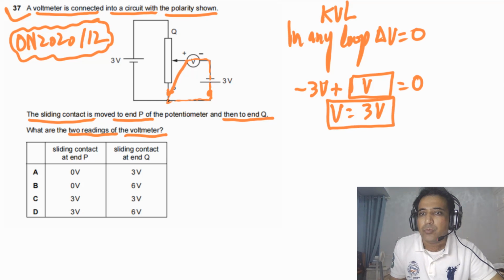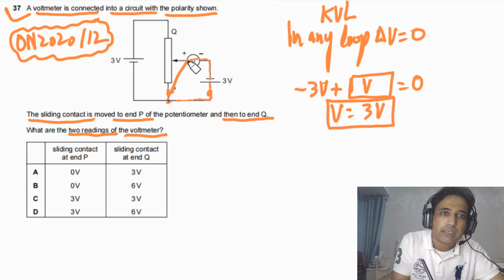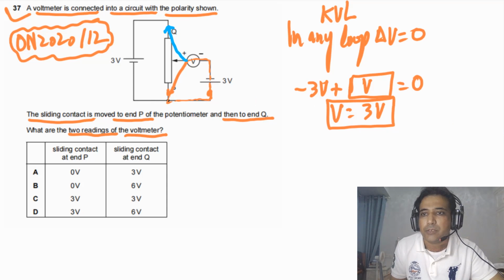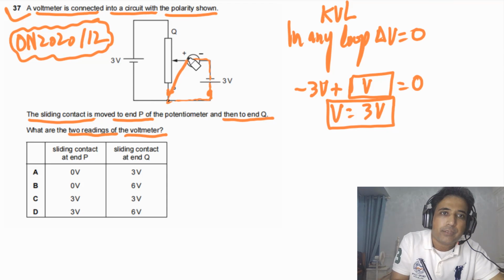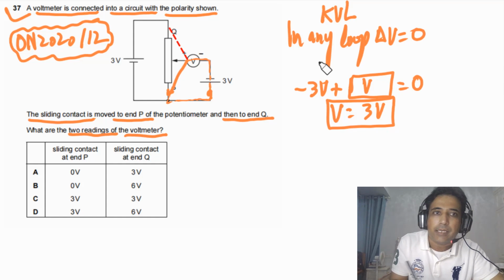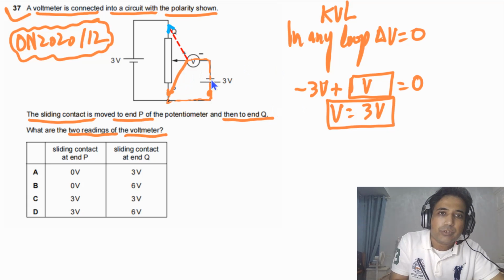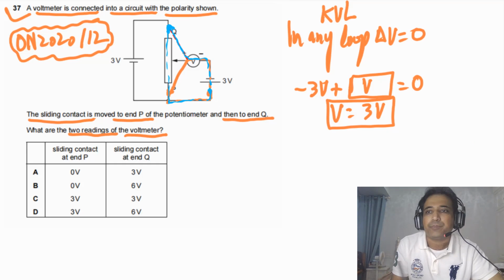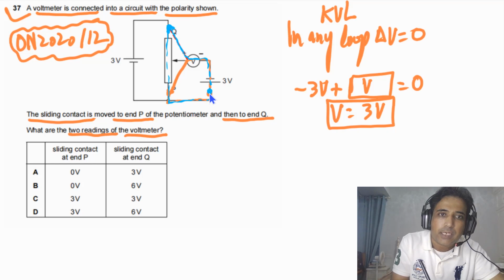Now we have to consider when the sliding contact is at end Q, at this end. Let me draw this one in a proper way. When the sliding contact is at point Q, our loop is this. So we are taking this loop. This is our complete loop. Let's start from this point.